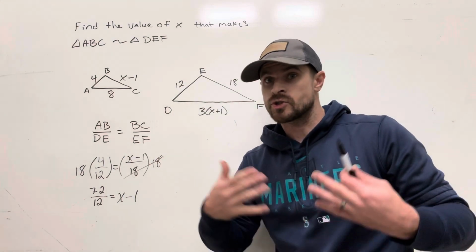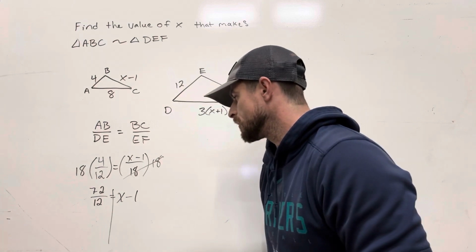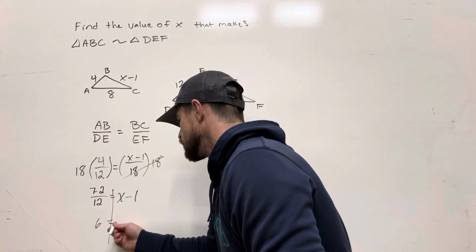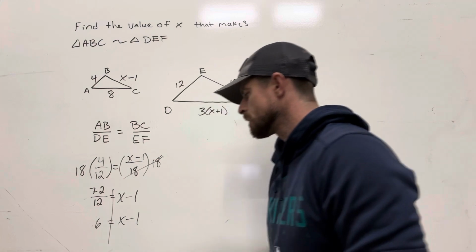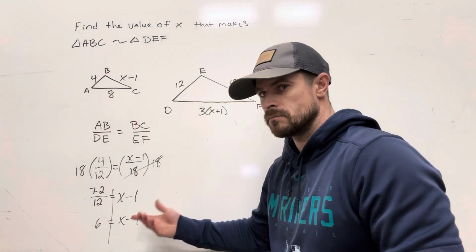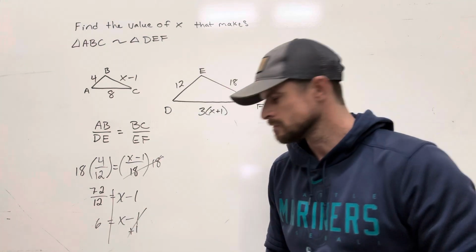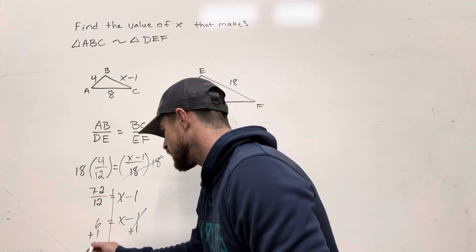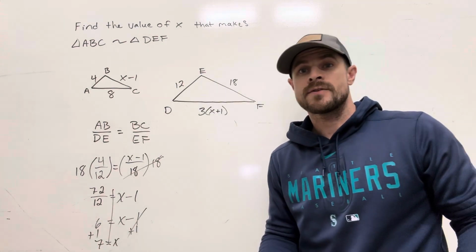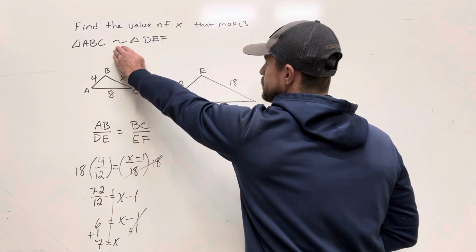We're, again, just trying to isolate a variable, just like back in algebra. So line down the middle here. 72 divided by 12 is going to give me 6, is equal to x minus 1. We're just going to add that 1 over. You have a negative 1. Add 1. What happens? Cancels. Add 1 over here. Now we got 7 equals x. So now we have the value we're being asked to find. Find the value of x that makes ABC similar to DEF.